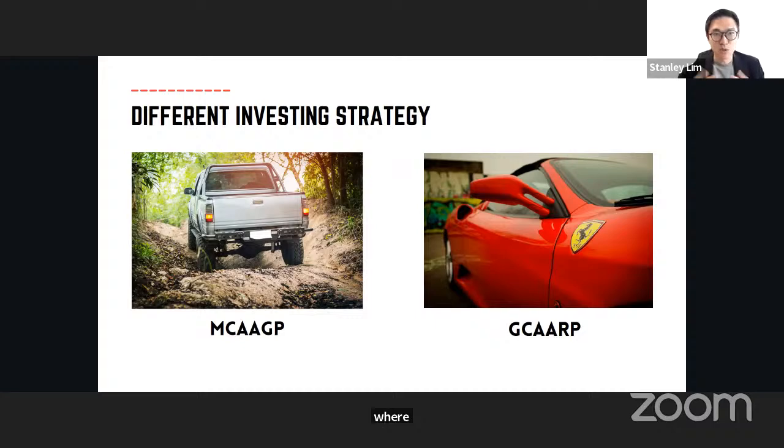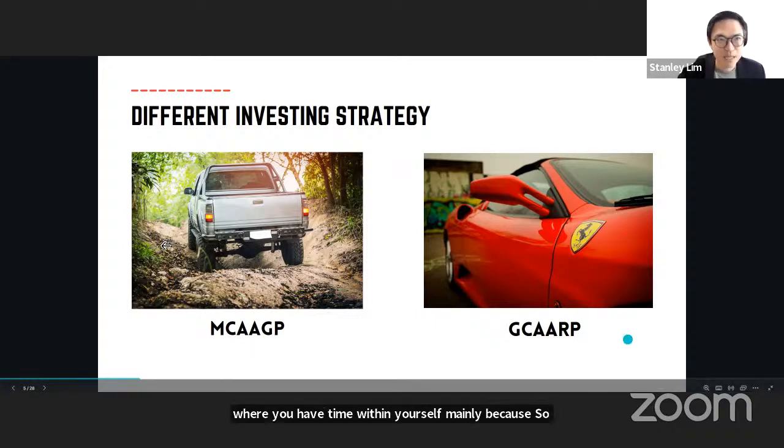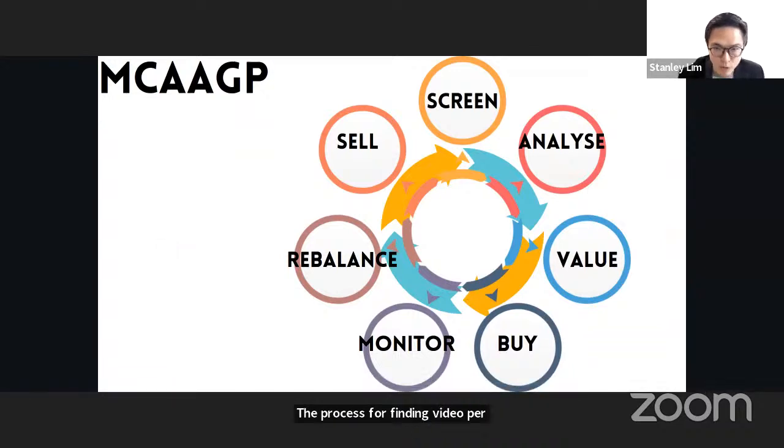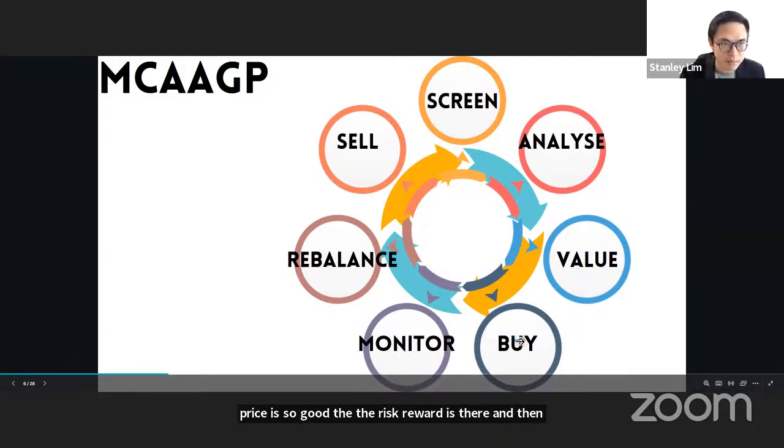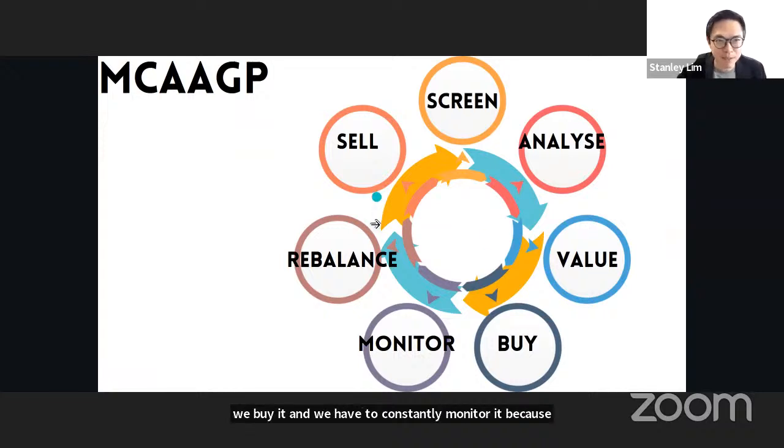Mainly because the process goes like this. The process for finding mediocre companies at great prices is, first we have to screen for it, and then we have to analyze it and match that to the valuation and see that, okay, maybe this is not such a great company, but maybe it's still doable, right? And the price is so good, the risk reward is there, and then we buy it, and we have to constantly monitor it, because bear in mind, this is not a great company. Anything can happen to this company, right? So we have to monitor it, make sure that it's progressing as our thesis goes. Sometimes, sadly to tell you, our thesis might not be right all the time.